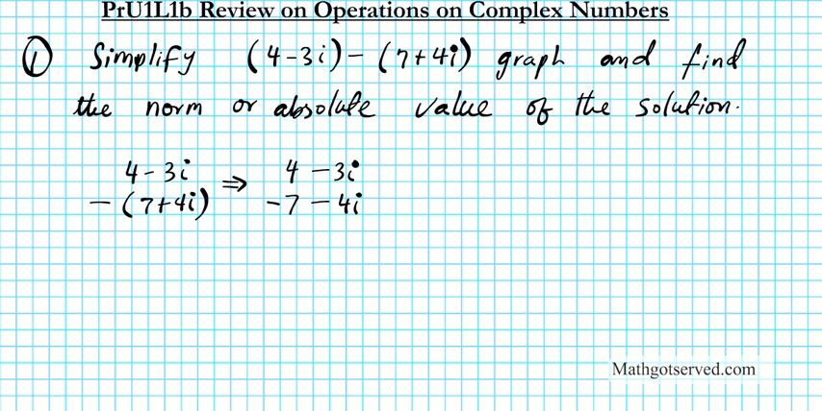Alright, now I'm just simply going to combine like terms vertically. For the real part, 4 minus 7 is negative 3. And for the imaginary part, minus 3 minus 4 is minus 7i. So there goes your final result. My solution, I'm going to call it z, standard notation for complex numbers. So z, my final answer is negative 3 minus 7i.